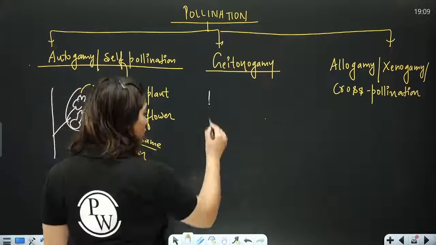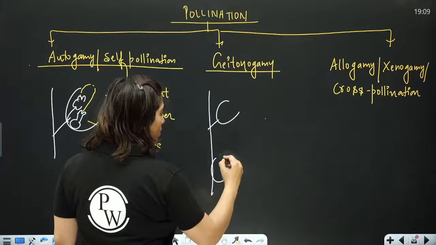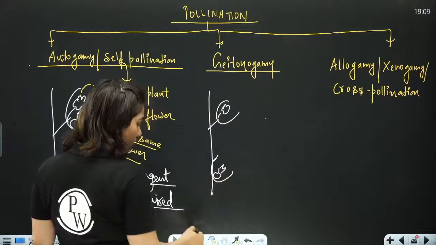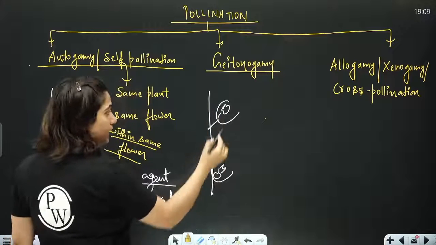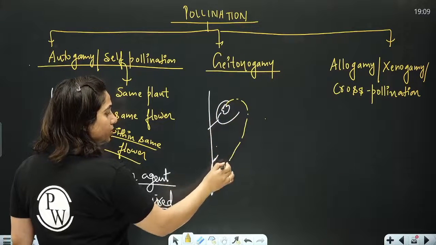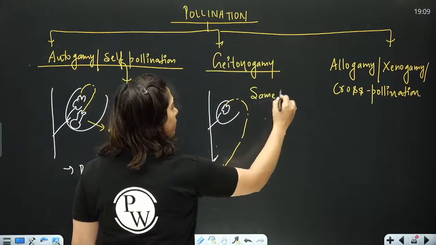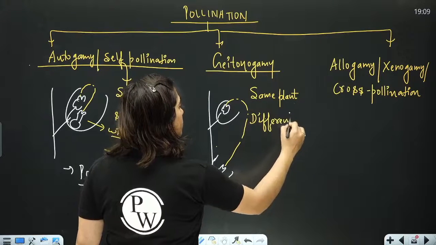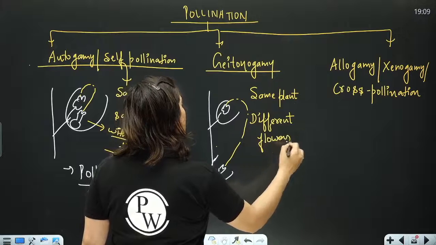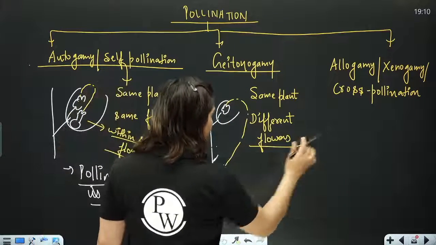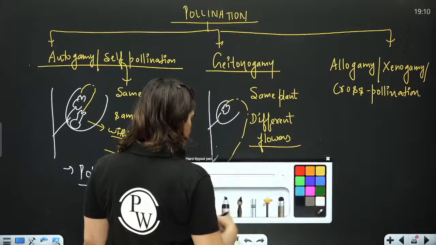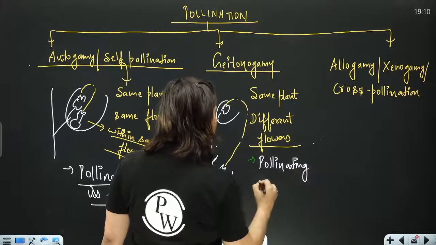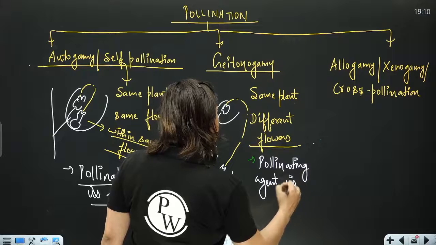Then what happens in geitonogamy? The plant is same, but the flowers are different. That means on the same plant, the pollen grain of this flower lands on the stigma of this other flower. That means same plant, but different flower. When the pollination occurs between different flowers of the same plant, then this is geitonogamy. And obviously here, a pollinating agent is required.